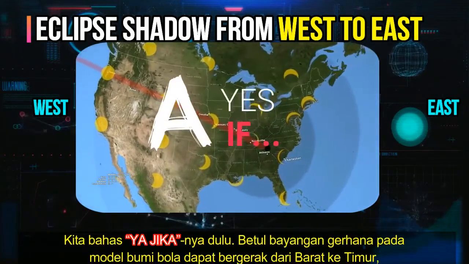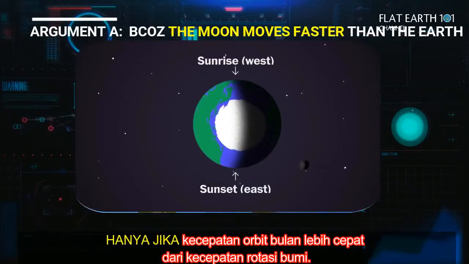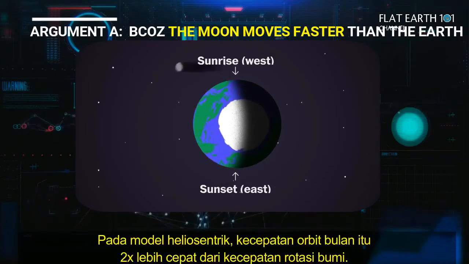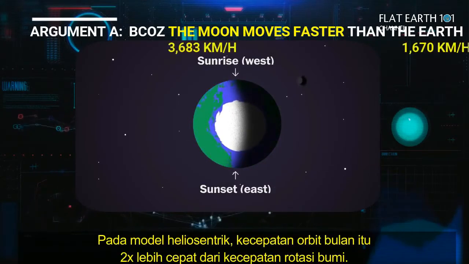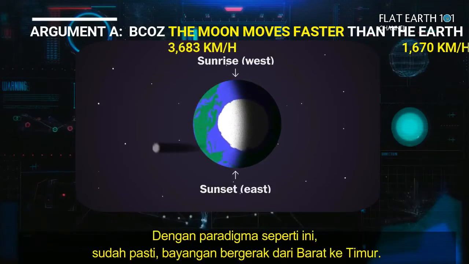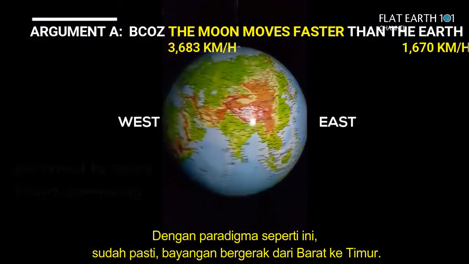Yes, the eclipse shadow on the globe model can move from west to east only if the moon's orbital speed is faster than Earth's rotation speed. In the heliocentric model, the moon's orbital speed is twice as fast as the Earth's rotation speed. With this paradigm, for sure, the shadow will move from west to east.